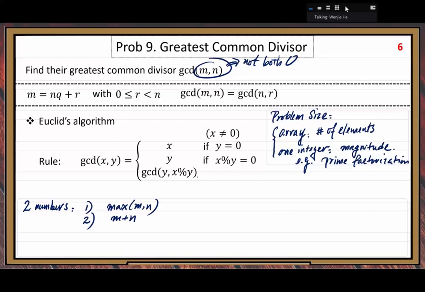If x is an integer multiple of y, the greatest common divisor must be y. So that's our second base case. All right? So other than these two base cases, now our general case.